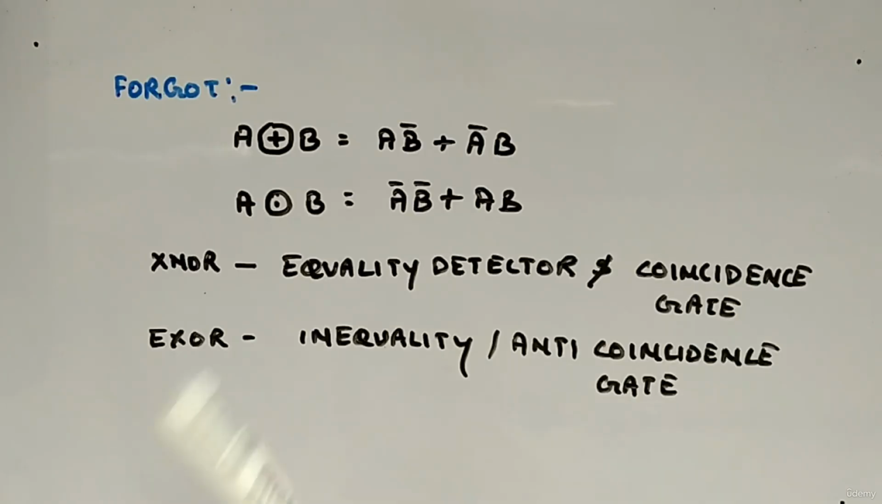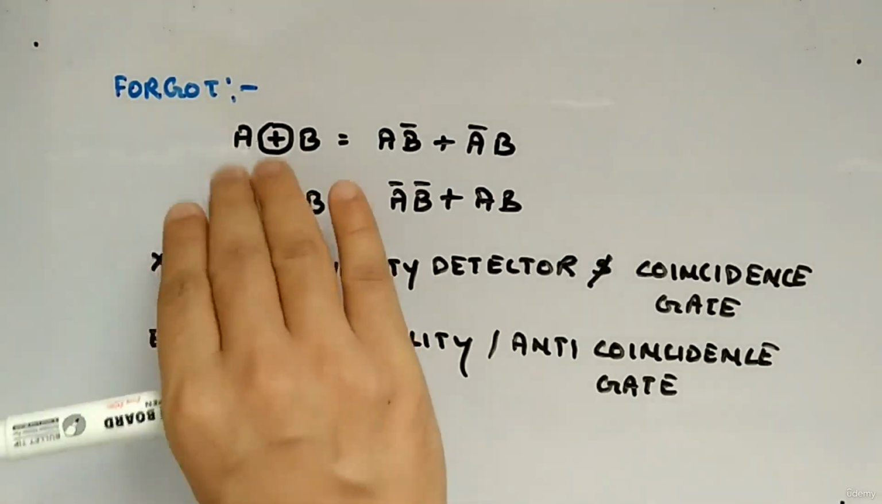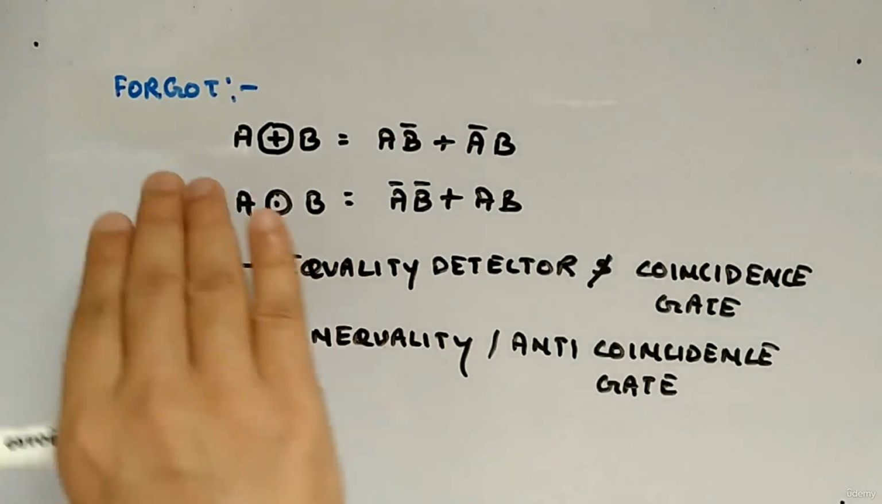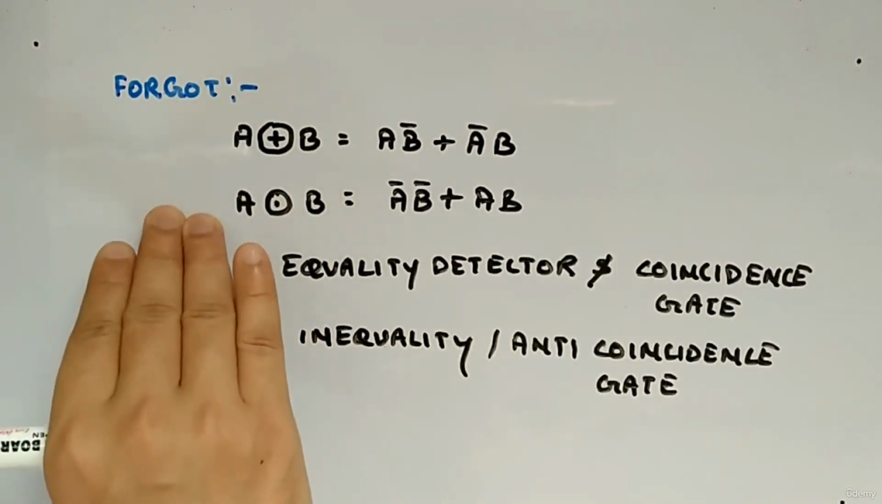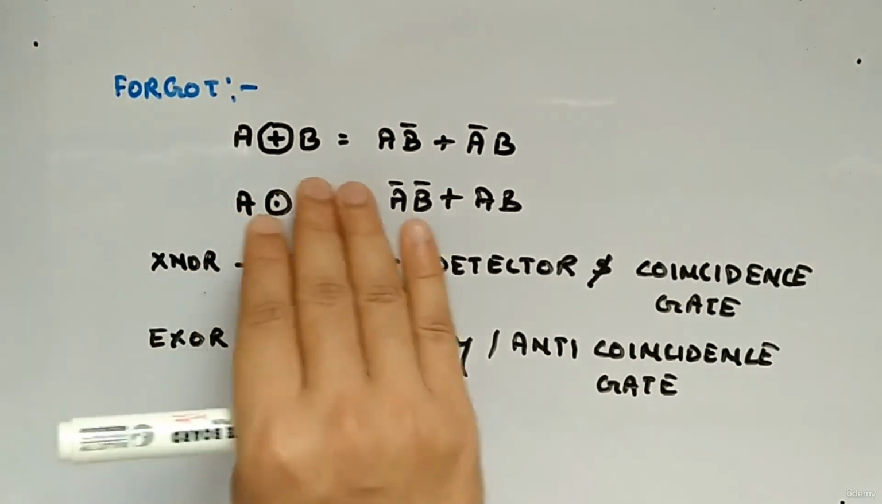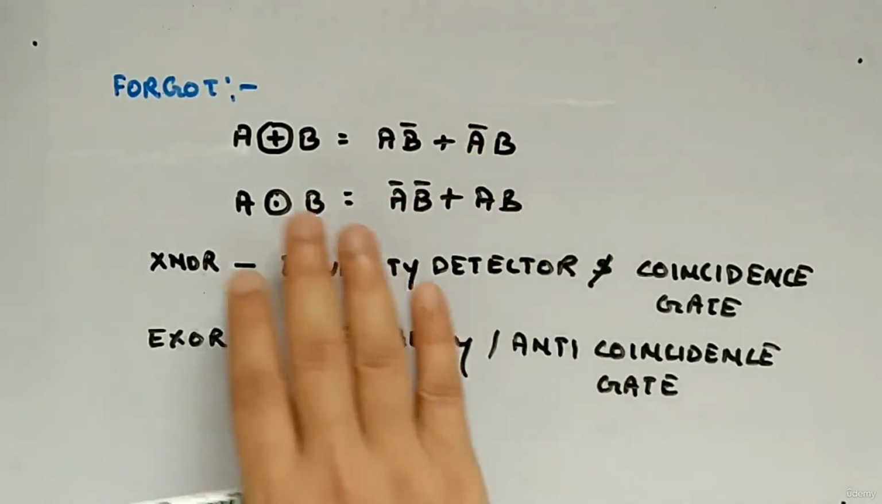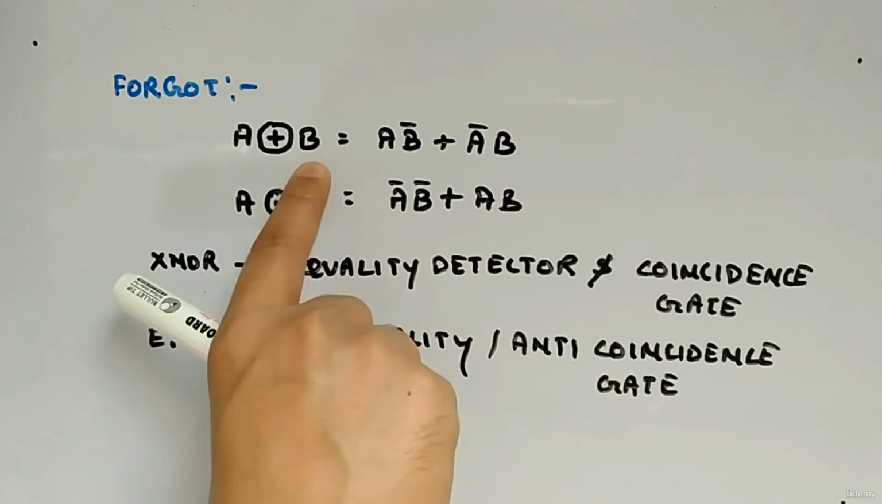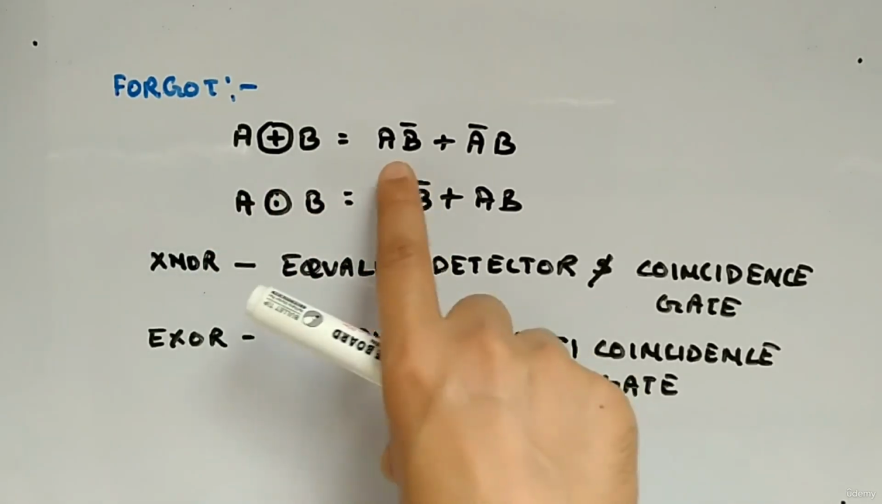So I kind of forgot how to express these points basically. So I want to focus you on these 2 points. A XOR B means A B bar plus A bar B. This is how you open it. Whenever you see two inputs getting XORed, this is how you can imagine.